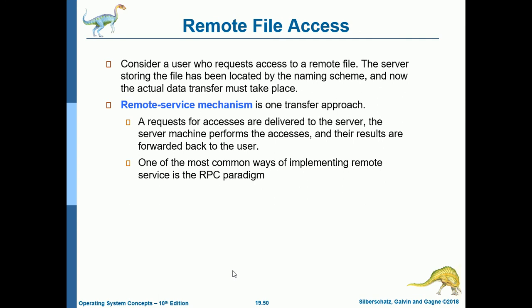So next we have remote file access. Consider a user who requests access to a remote file. The server storing the file has been located by the naming scheme, and now the actual data transfer must take place. The remote service mechanism is one transfer approach. What does this do? Requests for accesses are delivered to the server machine, which performs the accesses, and the results are forwarded back to the user. One of the most common ways of implementing this remote file access is by using the RPC, or remote procedure call, paradigm.